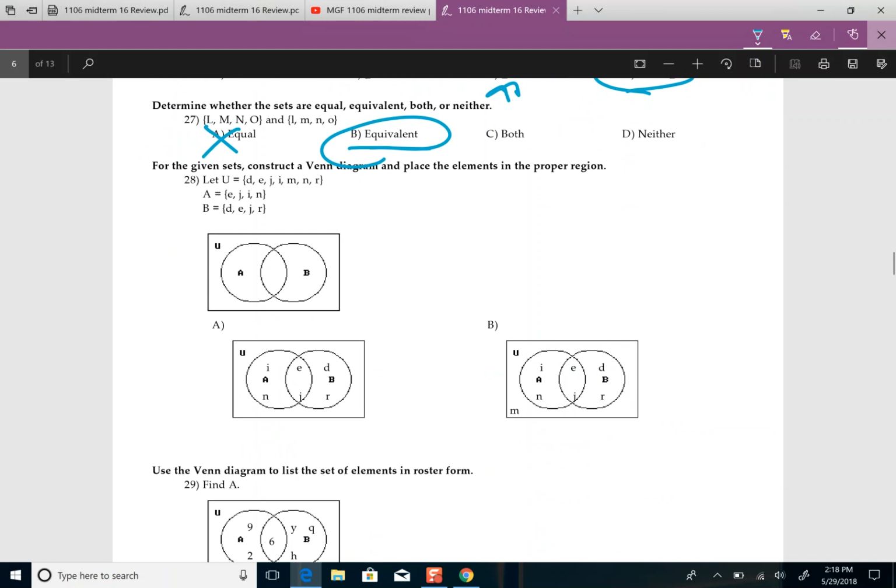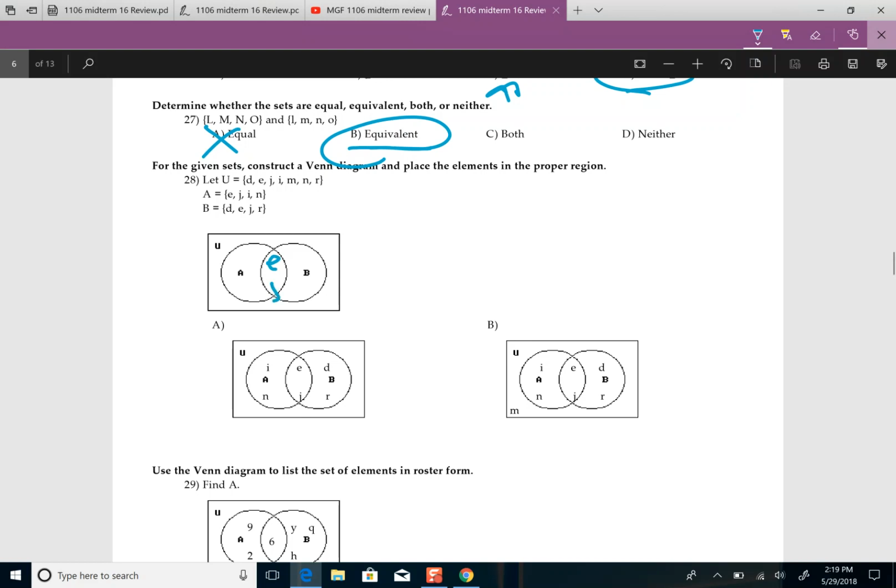28 says for the given set, construct a Venn diagram and place the elements in the proper region. When I'm looking, I'm always going to start in the intersection. So I'm saying, what do they have in common? I see A and B both have an E, they both have a J. So I'm looking for an E and J, and I see it in both of them. I could just go ahead and write it in here.